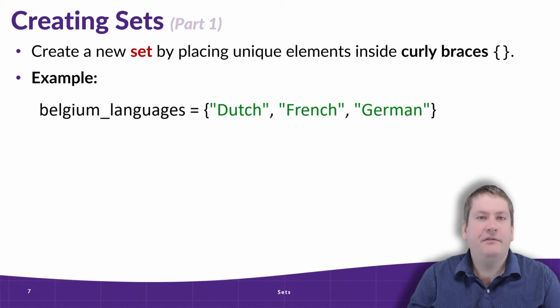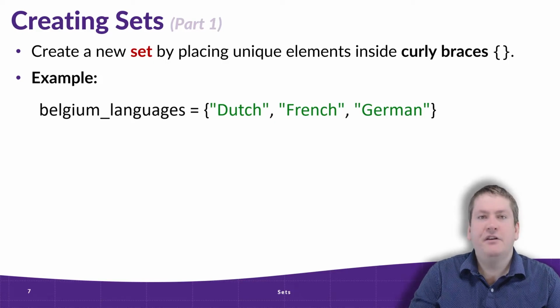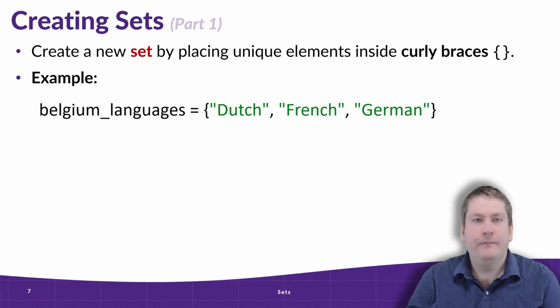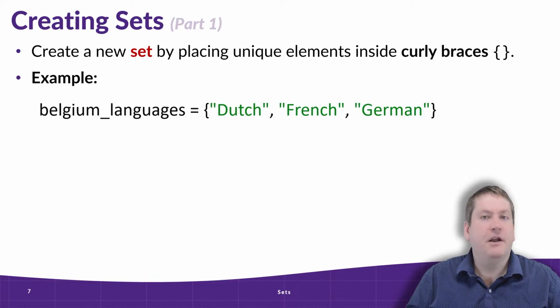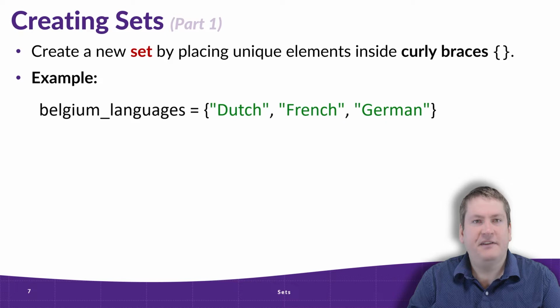So here we are defining a new set called Belgium languages. And in that set, we are saying there are 3 values. In this case, they're going to be 3 strings: Dutch, French, and German. Note that sets can contain a mix of different types. Just in this example, we're just using strings, but we could have numbers, floating point values. Anything that's immutable can go in a set.